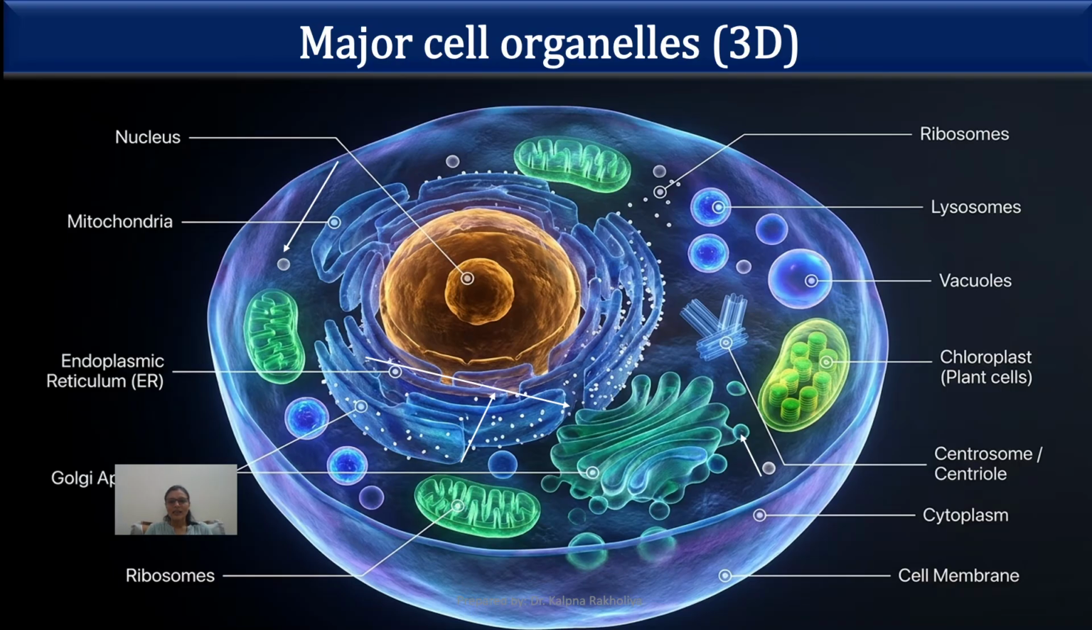Now you can see here this picture is a Golgi apparatus. This is a ribosome. This is mitochondria. Here you can see the chloroplast, and chloroplast is only present in the plant cell. These are the vacuoles and lysosome, and ribosomes are also attached to the endoplasmic reticulum, as well as freely present in the cytoplasm. So this is the 3D structure.